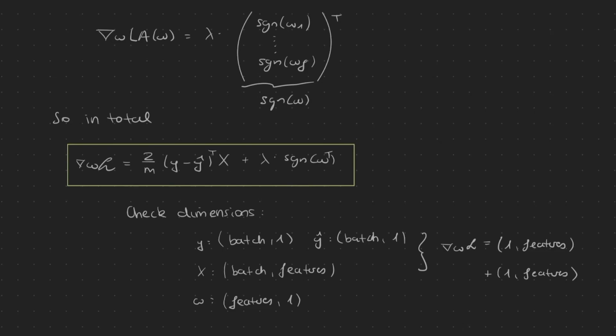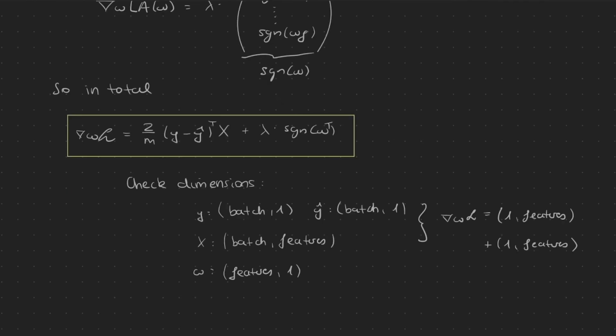So in total, our gradient of the objective function looks like this. It is equal to the MSE part plus the gradient of the LASSO term. If we check the dimensions, we can see that they match and are consistent with each other. Enough math. Let's talk through some plots I have made, and afterwards I will show you the code on how to compute the gradients. So let's switch back to the presentation.